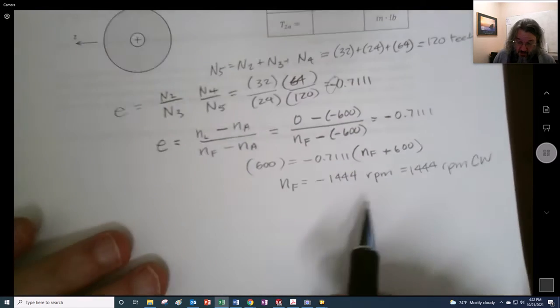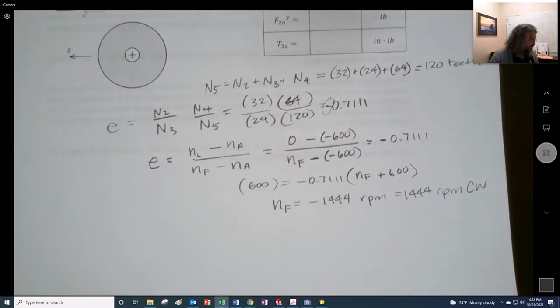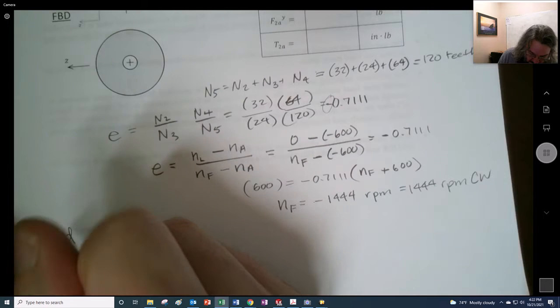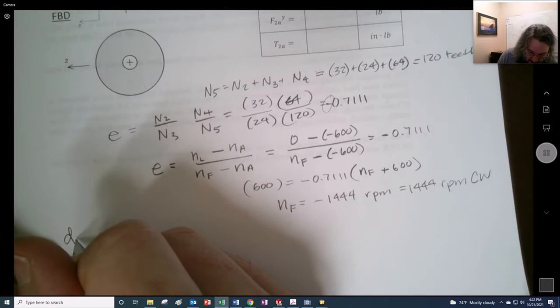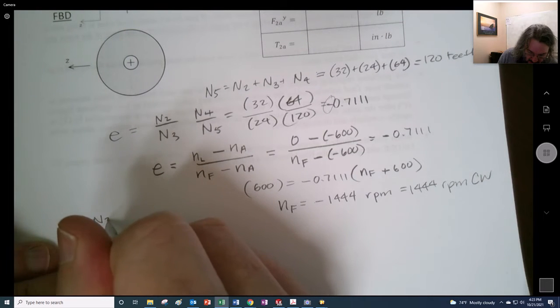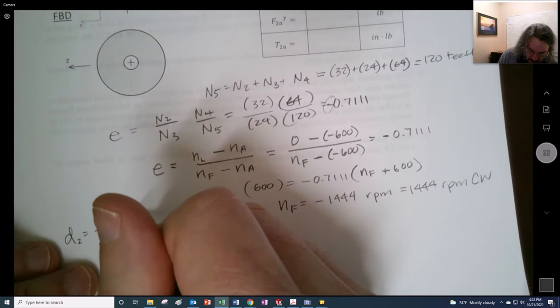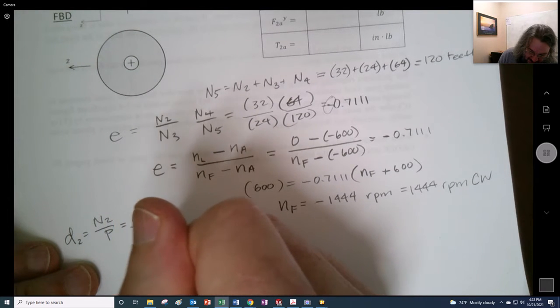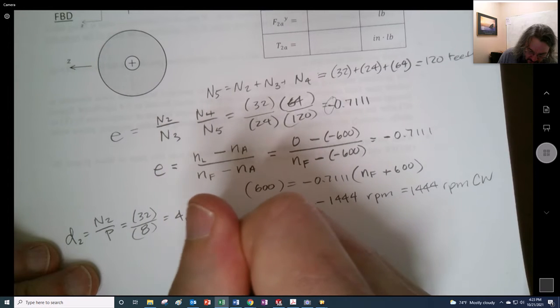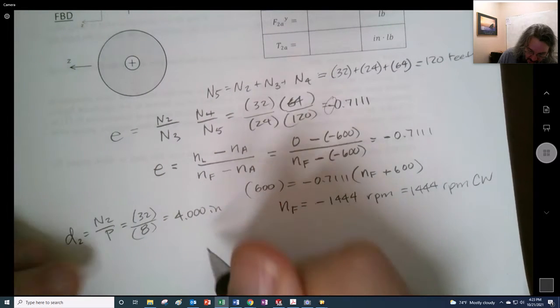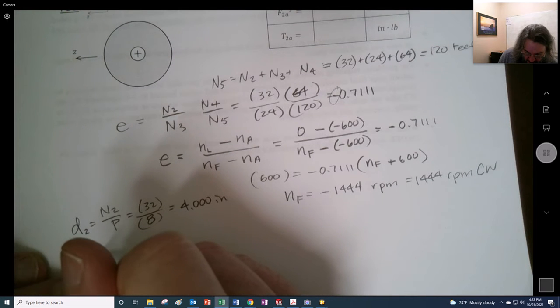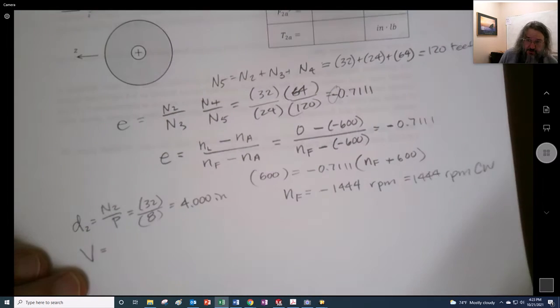All right, so now we want to try to get what the forces are going to be on this, and one of the first things to do is to get the diameter. So find the diameter of gear 2. That's the number of teeth divided by the pitch, and so that becomes 32 divided by 8, which becomes 4. Right, 4 inches.